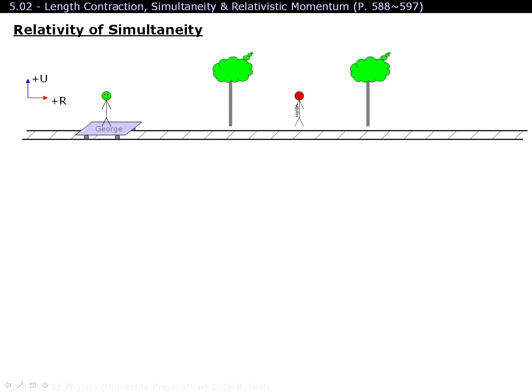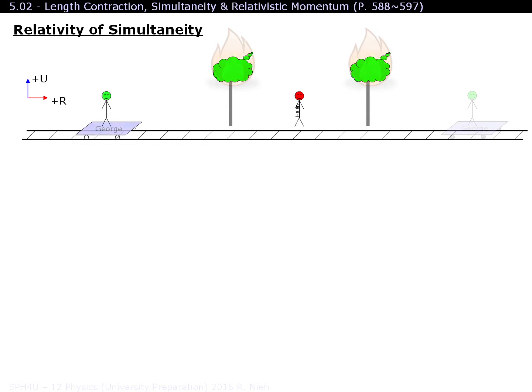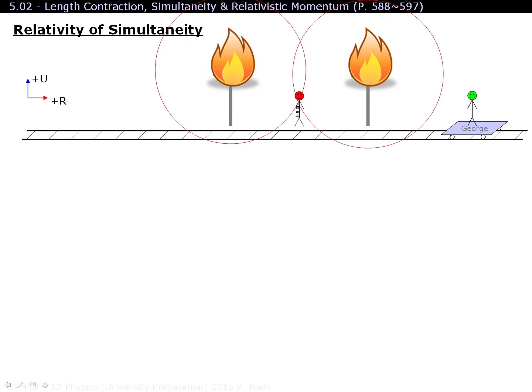Here's another trippy example. All right, George and Helen. As George is skidding by Helen, suddenly a lightning storm strikes and hits both trees simultaneously. And the question is, what does Helen see and what does George see? All right, let's slow down just a bit and see it from Helen's perspective. Lightning strikes both trees at once, and you can see the wave fronts approaching Helen and reaching her eyes at the same time, as she is equidistant from both trees.